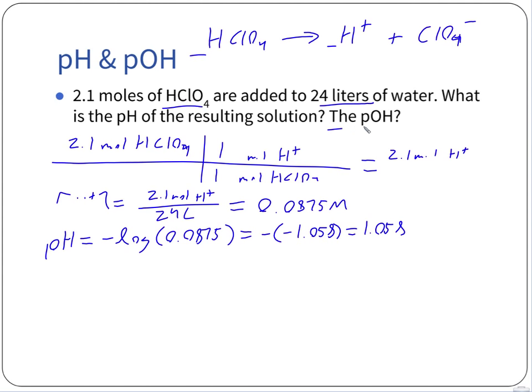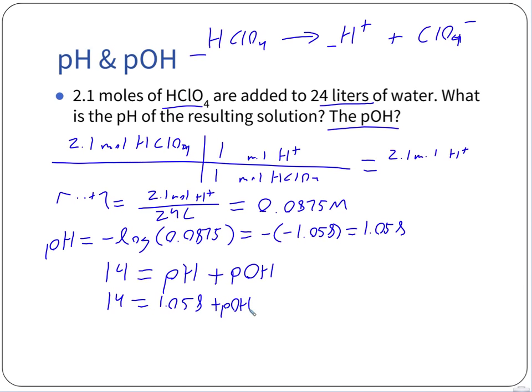Second question is, what's the pOH? Well, good news is that's easy to figure out because remember our little trick is that we know that the sum of the pH and the pOH is going to be equal to 14. So we just say 14 equals 1.058 plus pOH. Just subtract the 1.058 from both sides. And then that's going to give us our pOH of 12.942.